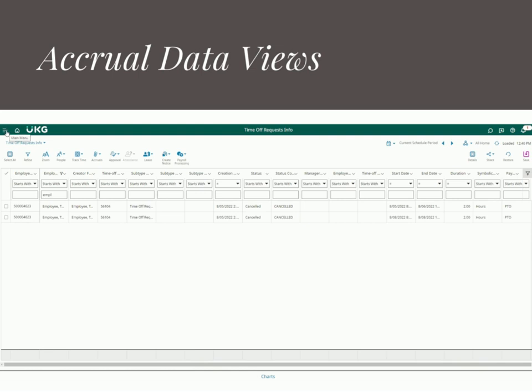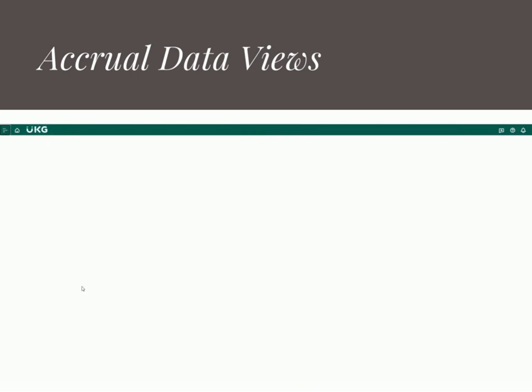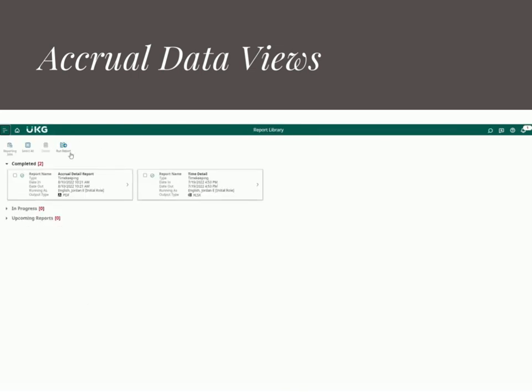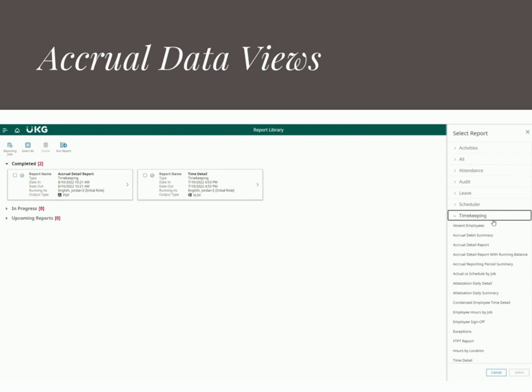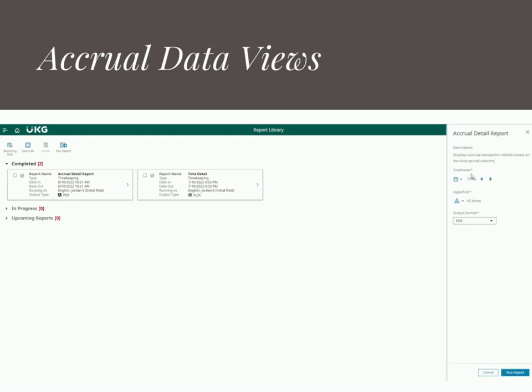Another place that you can pull a time off report, which is especially helpful if you're trying to get transaction history just for one employee, is in the report library. And if you click Run Report at the top, you've got your categories over here on the right, and we'll go to timekeeping, and then you can see these accrual reports here. So if we run the accrual detail report, it's going to show us all the transactions in the time period. So we're going to select that one.